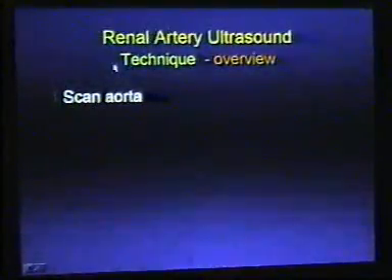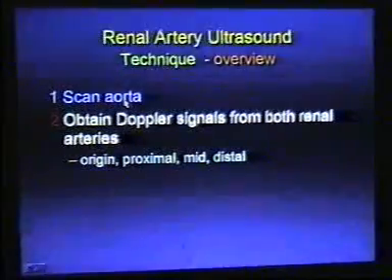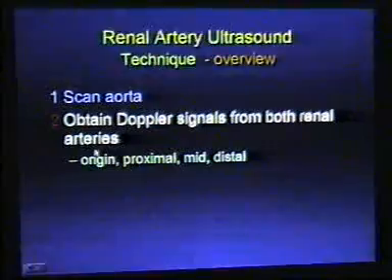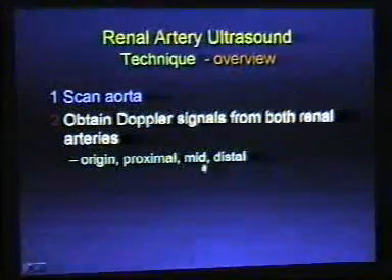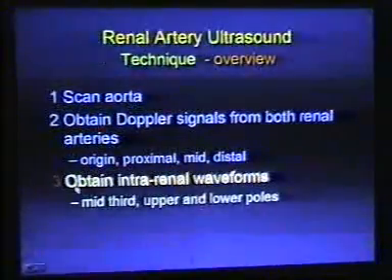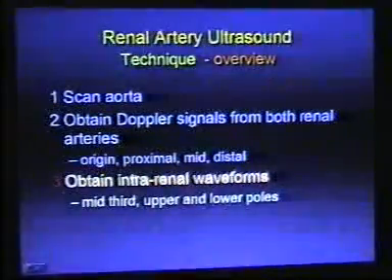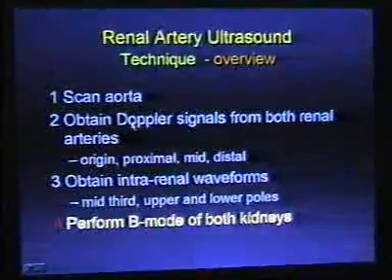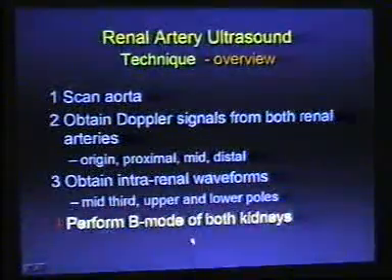Let's have an overview of techniques. We scan aorta, obtain Doppler signals from both renal arteries from origin, proximal, mid and distal. Then obtain intrarenal waveforms, mid, third, upper and lower poles. Perform B mode of both kidneys.